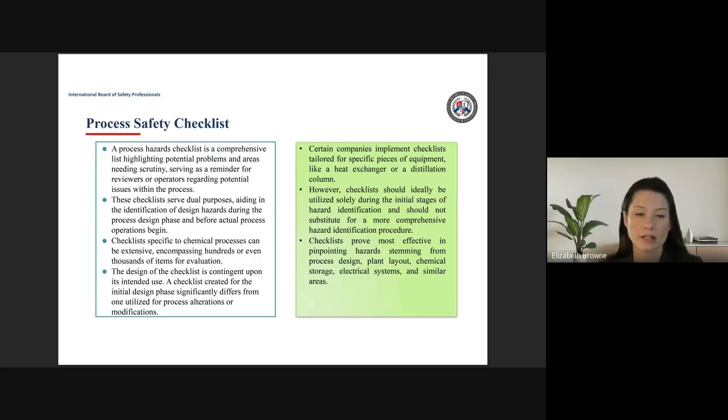The design of the checklist should be specific to the process and the general hazards of that process. So it's ideal if, say we have a line where we're fabricating metal pieces to create a piece of equipment, that we would have a checklist that regarded the hazards of welding and all the things associated with that. Checklists proved to be the most effective in pinpointing hazards that stem from process design, plant layout, chemical storage, electrical systems, and similar areas.